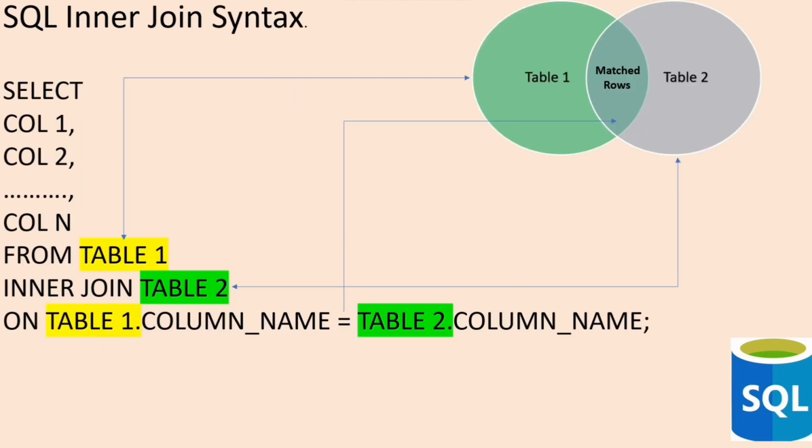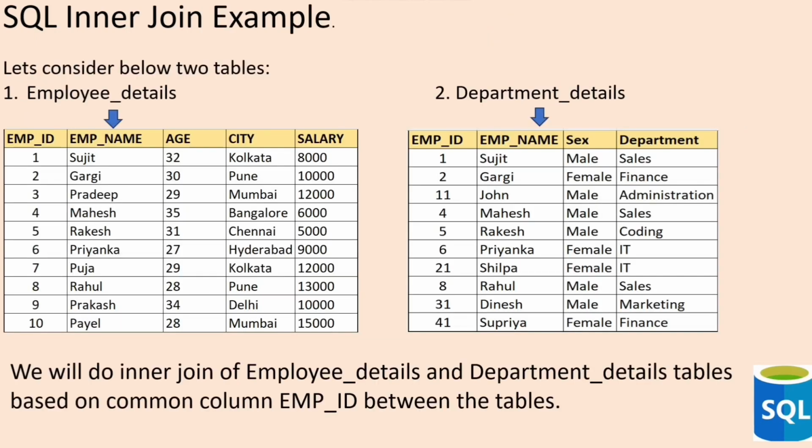Okay, so let's see the syntax of inner join. We will select column 1, 2, whatever columns you require from the left table 1, and then we have to give INNER JOIN the table name 2, and the join condition is ON table name 1 dot column name equal to table 2 dot column name. So let's see an example.